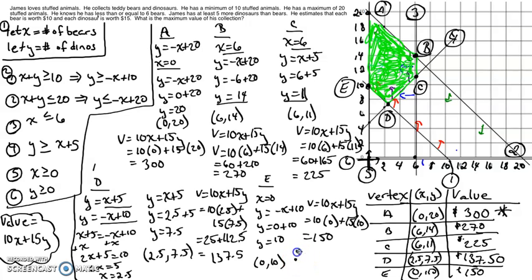So I'm just going to squeeze this in down here. Therefore, the maximum value is $300. And we are done with our optimization question. We've solved the maximum value of the collection.